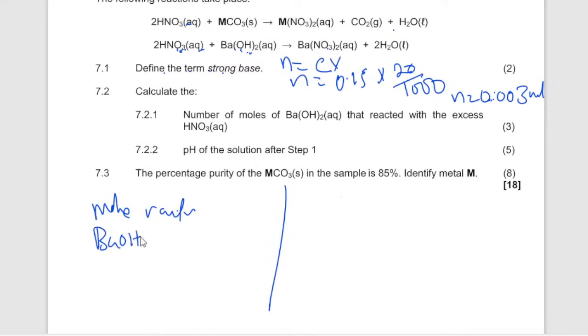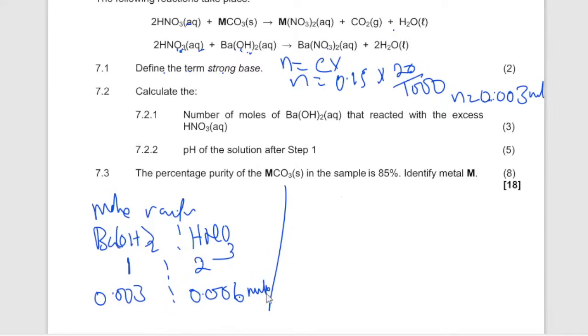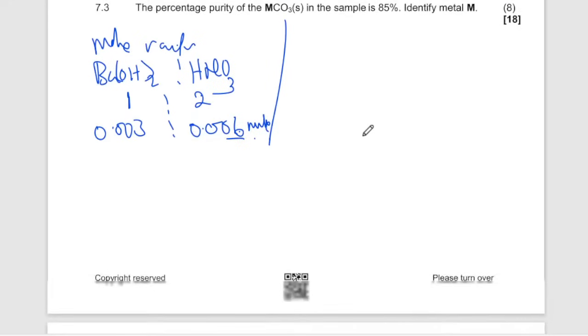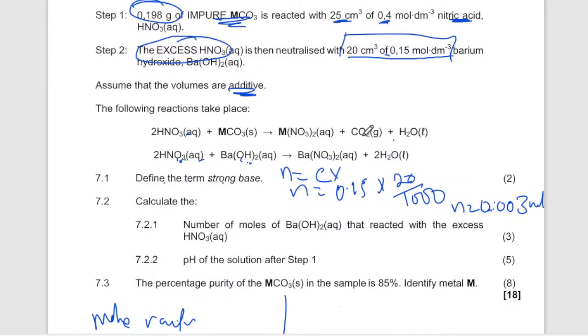Barium hydroxide to nitric acid. So barium hydroxide is 1 and nitric acid is 2. So what we're going to do is bring our barium hydroxide 0.03, times 2. So I have to multiply. It's going to be 0.006. This is the number of moles of nitric acid which reacted with barium hydroxide.